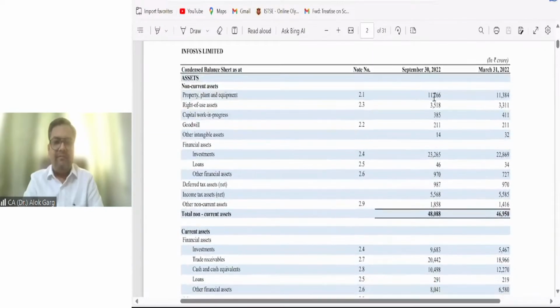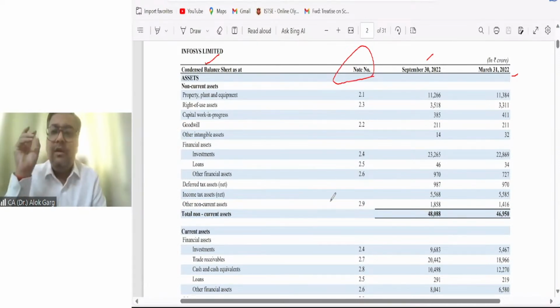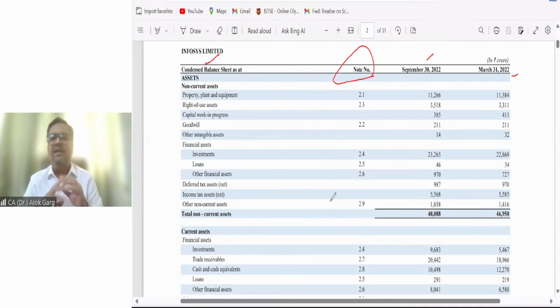Friends, you can see that this company has given the condensed balance sheet, right? Balance sheet for September, March. Sir, but you were saying the note referencing is not there in your condensed balance sheet. Friends, limited notes are required, right? When I cover the notes to accounts, you will realize that limited notes are required. So what Infosys has done, they have not given the detailed note. They have not given the note with respect to every line item.